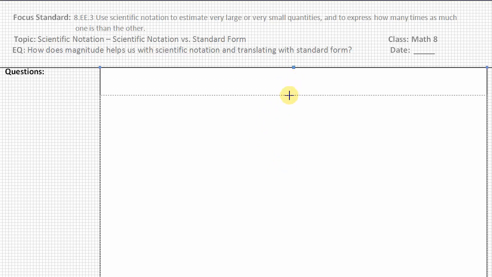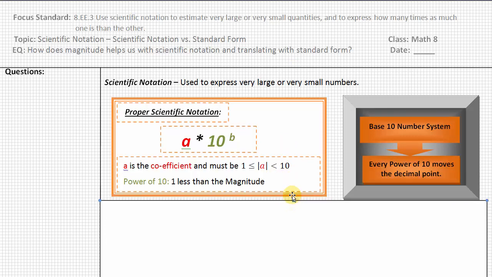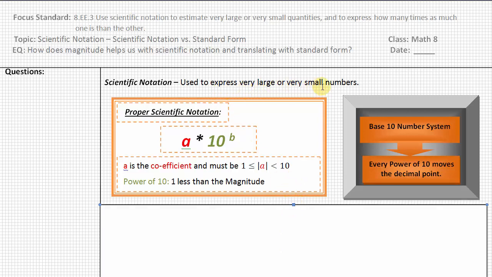So we're going to start today looking right at the proper notation for scientific notation. As we've already mentioned in our focus standard, scientific notation is used to express very large or very small numbers. We've talked already about how we use a base 10 number system, where every power of 10 moves the decimal point either left or right, depending on if it's a negative or positive power.